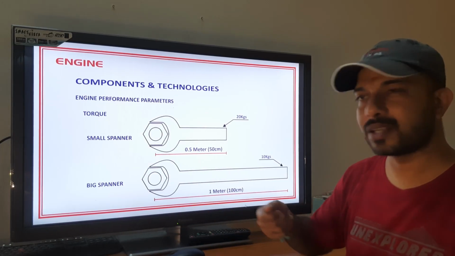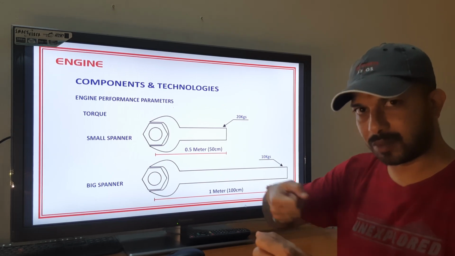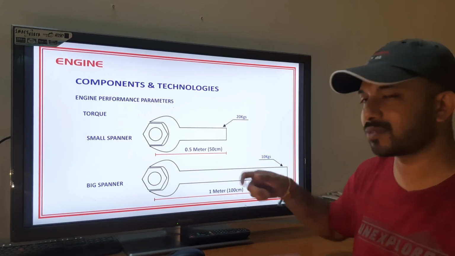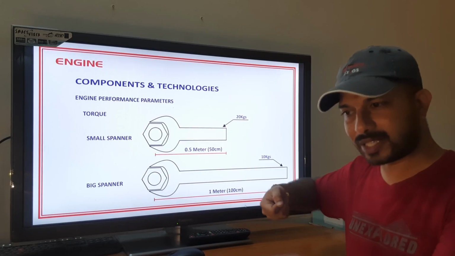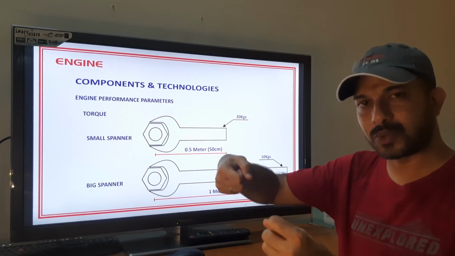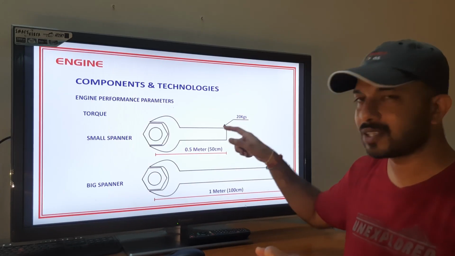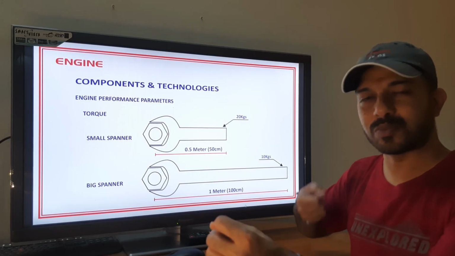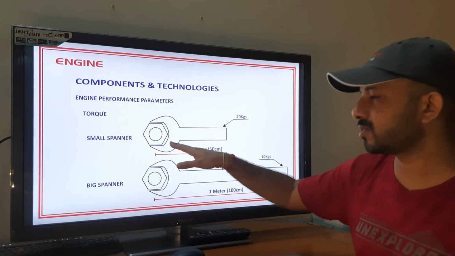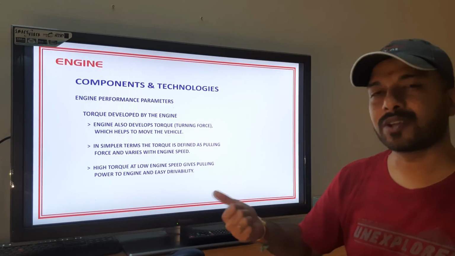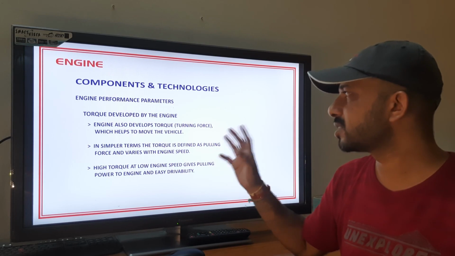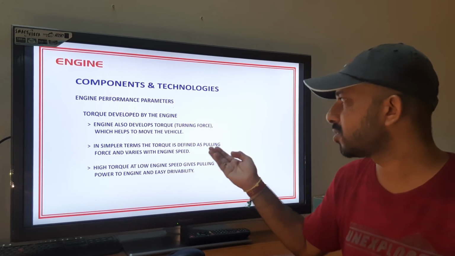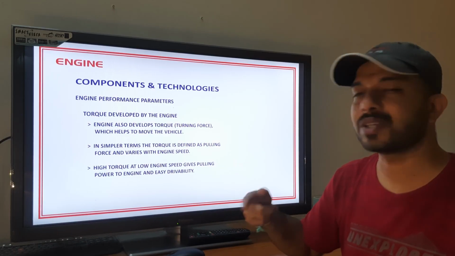Sometimes it is hard to tighten to that torque with a smaller spanner, but it will be easier to use a bigger one, double the size of the smaller spanner. With the smaller one you use 20 kg of pressure at the end, but with the longer spanner at the same point, you can give only 10 kgs. That's more than enough, which equals the 20 kgs on the half meter spanner. So, torque developed by the engine. The engine also develops torque. It is a turning force or twist force which helps to move the vehicle. In simpler terms, torque is defined as a pulling force and varies with the engine speed.